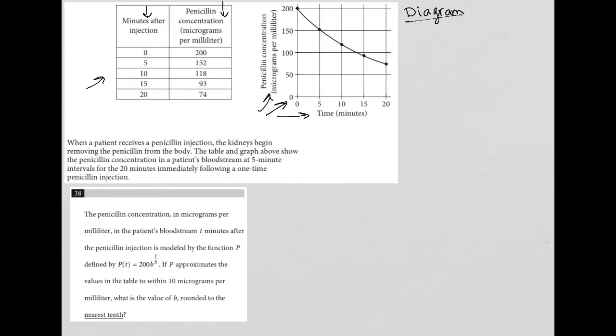for the graph. So the information provided here says when a patient receives a penicillin injection, the kidneys begin removing the penicillin from the body. And we see that, right? We see that the amount of penicillin goes down over time in both the graph and the table. The table and graph above show the penicillin concentration in a patient's bloodstream at 5-minute intervals for the 20 minutes immediately following a one-time penicillin injection. Okay, so no surprises there. It is pretty much as we saw in the graph and table.